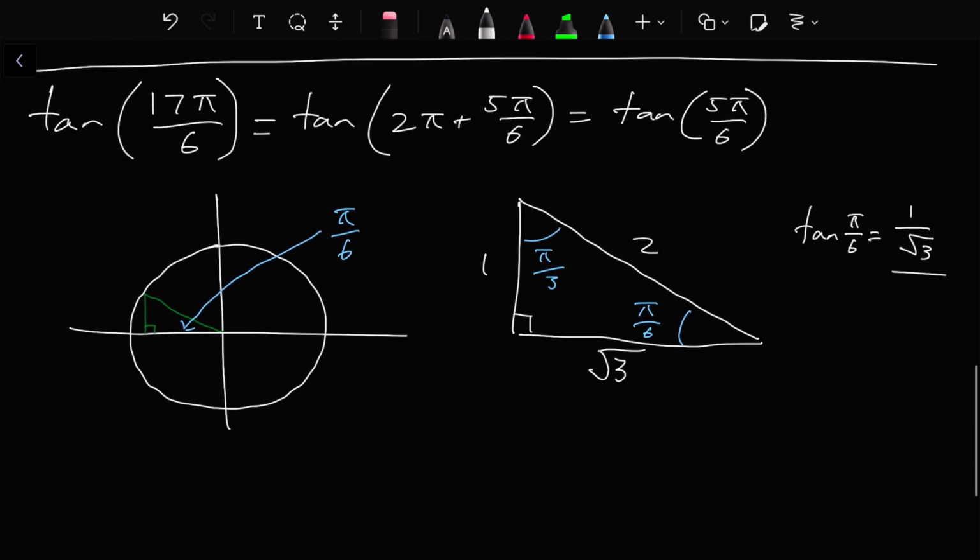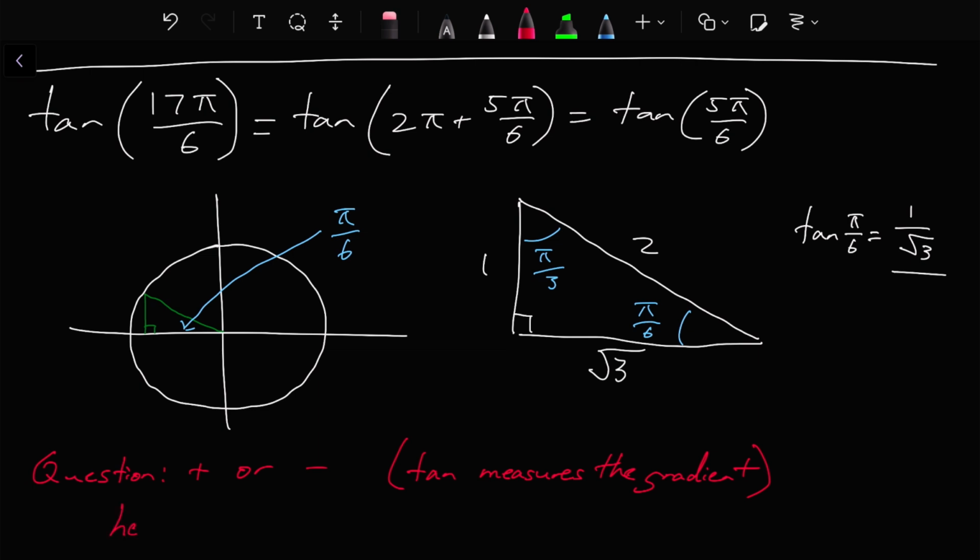But then again, we ask our question: positive or negative? Okay? And in this case, tan is measuring the sine divided by the cos. So you could figure out whether the sine and the cos are positive and negative, or you could also remember tan measures the gradient. Okay, and here in this quadrant, the gradient is clearly negative because the line is going down. So here it's negative.